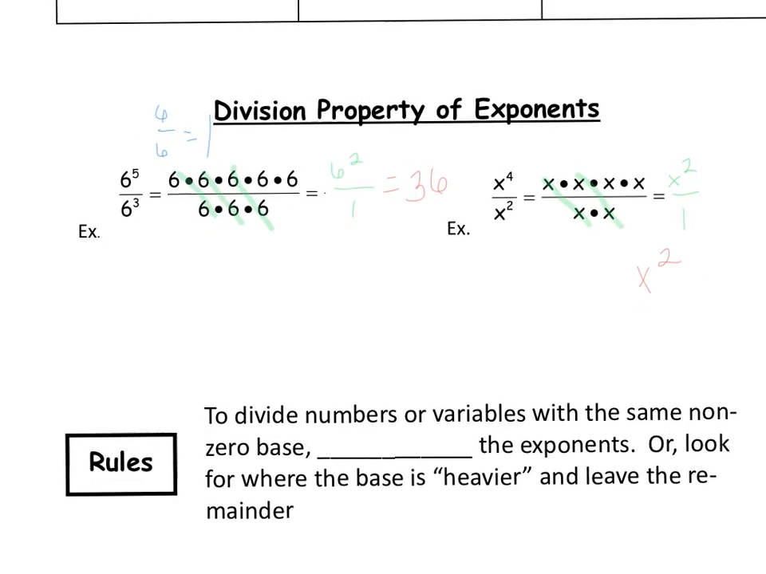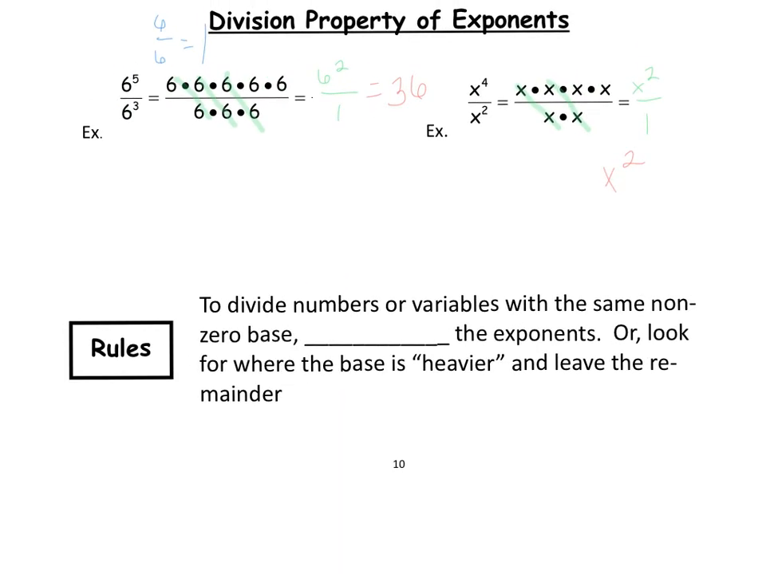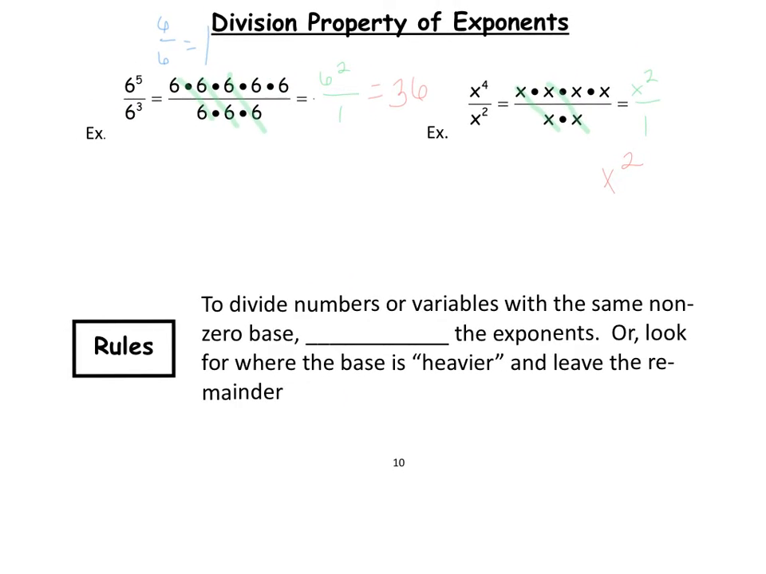Hopefully there's something jumping out to you, and you're noticing that to divide numbers or variables with the same non-zero base, subtract the exponents, or look for where the base is heavier and leave the remainder. For example, 5 minus 3 is 2, so 6 to the 5th over 6 to the 3rd is 6 squared. 4 minus 2 is 2. X to the 4th over x squared is going to give you x squared.